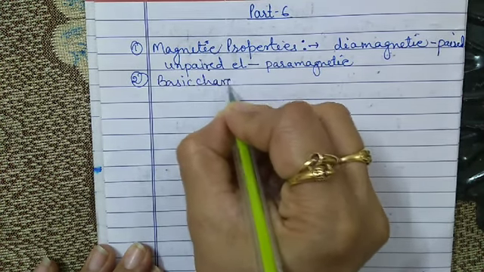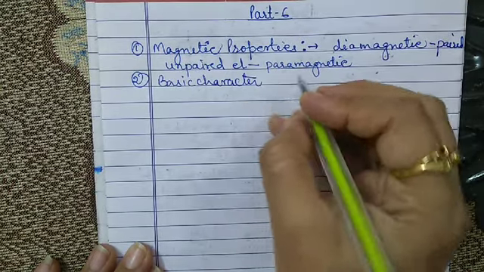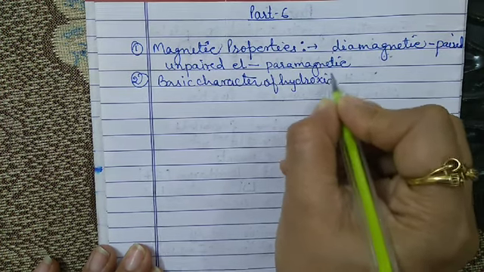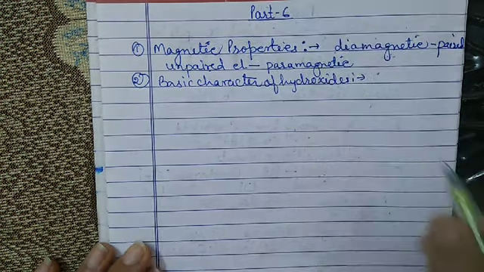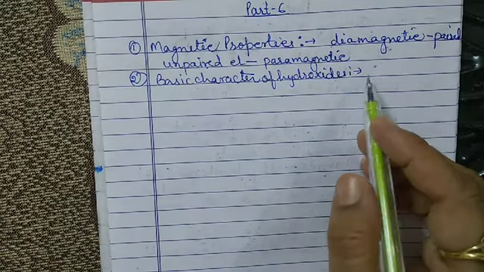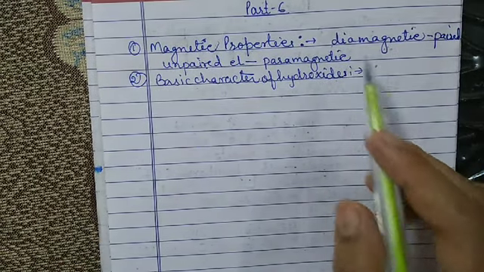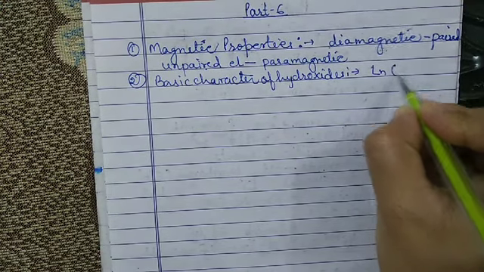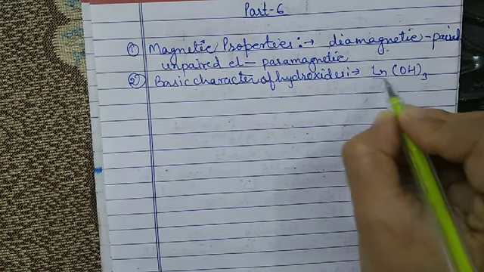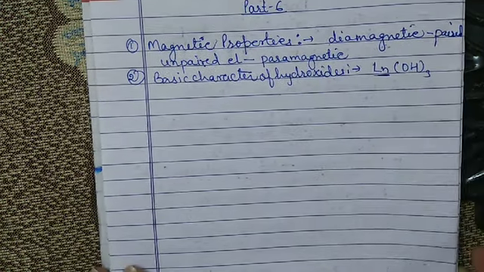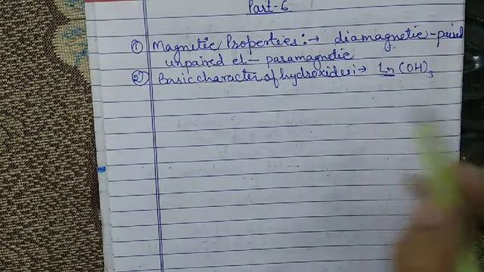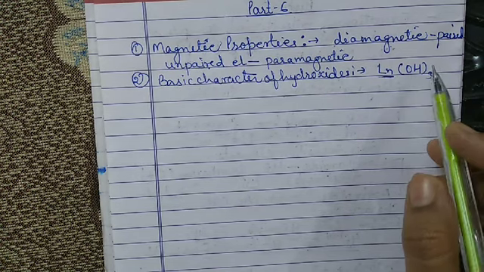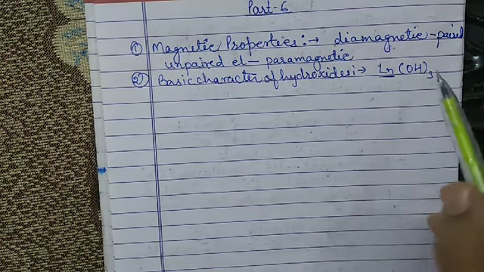Now the next property is the basic character. This is the next heading: basic character of hydroxides. Here we are talking about the hydroxides of the lanthanoids. All the lanthanoids form hydroxides of the general formula Ln(OH)3. This is the general formula for the hydroxides of the lanthanoids, and these are ionic and basic in character.